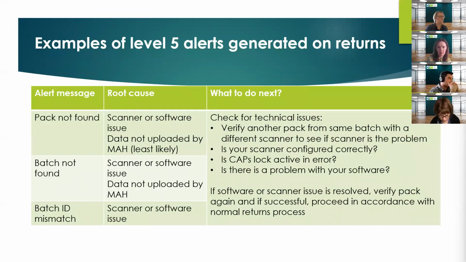Examples of level 5 alerts generated on returns. The most typical alerts you're likely to get in return will be pack not found, batch not found, or batch ID mismatch. So alerts that Paul explained earlier. So pack not found, typically it's a scanner or scope issue, it just hasn't read the information properly, or the data has not been uploaded by the MAH. That's least likely if it's going to be a return, of course, because you would expect the data to be up there at that point in time.